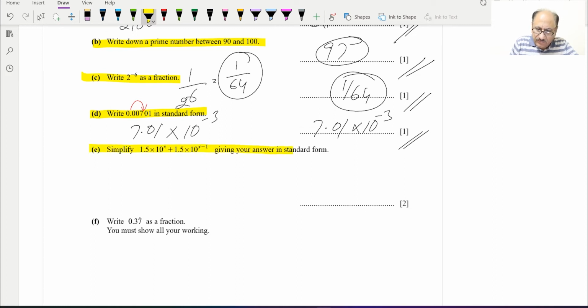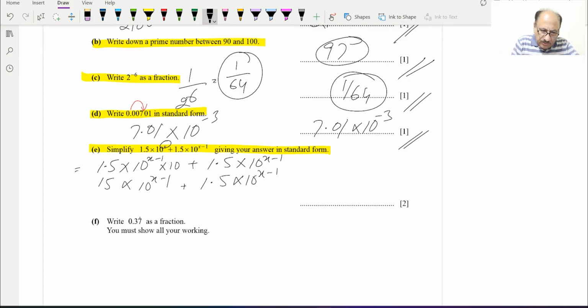Then simplify this and give your answer in standard form also. So 1.5 times 10 raised to the power x, we can change into 10 raised to the power x minus 1 and multiply by 10, plus 1.5 times 10 raised to the power x minus 1. Further, we can multiply 1.5 and 10, it will be 15 times 10 raised to the power x minus 1, plus 1.5 times 10 raised to the power x minus 1.